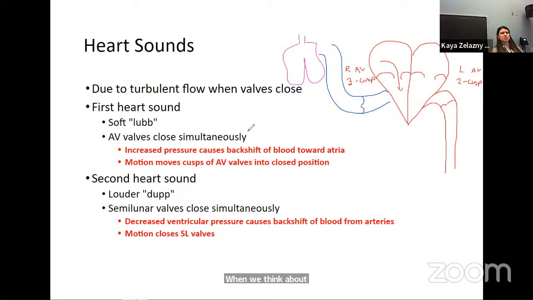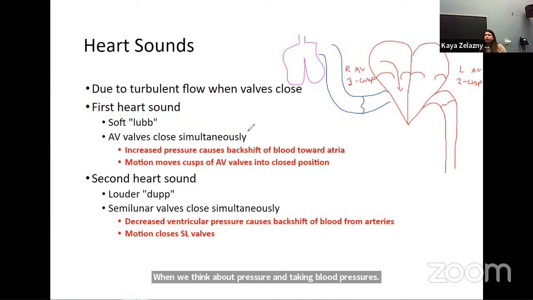So what you're hearing is the turbulent flow. It is happening around the time that these valves are closing, because what you're hearing is the blood trying to backshift against those valves, which is what causes their closure. So you're hearing that backshift and how it's rocking around. And this moves those cusps into their closed position as we push back. So the first one you hear is our AV valves. The first heart sound is softer around the time of the closing of the AV valves, but it's actually coming from the blood movement itself.